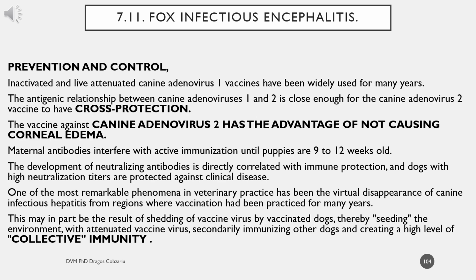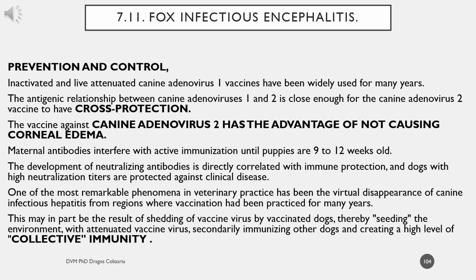Prevention and control. Inactivated and live-attenuated canine adenovirus 1 vaccines have been widely used for many years. The antigenic relationship between canine adenoviruses 1 and 2 is close enough for the canine adenovirus 2 vaccine to give cross-protection. The vaccine against canine adenovirus 2 has the advantage of not causing corneal edema. Maternal antibodies interfere with active immunization until puppies are 9 to 12 weeks old.